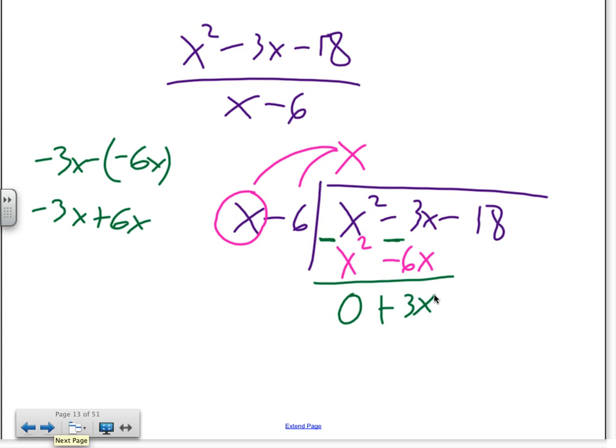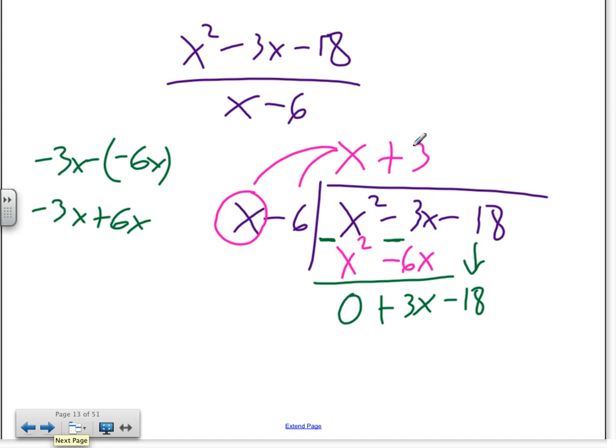Now that we have this answer, what do we do next for a division problem? We bring down the negative 18. So watch what happens. I bring down the negative 18, and the whole process starts all over again, just like a regular division problem. So I ask this question again: x times what is 3x? 3. So a positive, right? So I make sure I put plus 3.